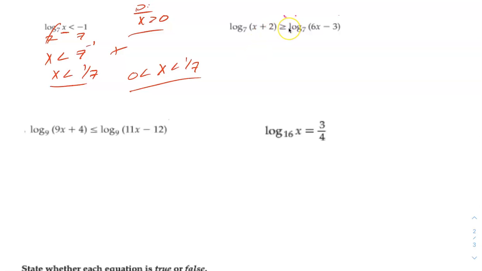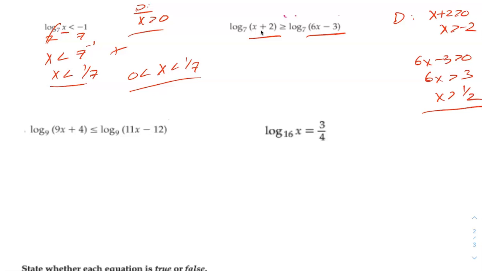It is a greater than sign, so I have to worry less about the domain. But I do got to worry about the domain because there's 2 of them here. So how do I do that? I do both of them. I got x plus 2 is greater than 0. So x has to be greater than negative 2. And I got the domain of this one. 6x minus 3 is greater than 0. So 6x has to be greater than 3. X has to be greater than 1/2. So already this is going to win. You have to be greater than 1/2, because you have to be greater than both of these.